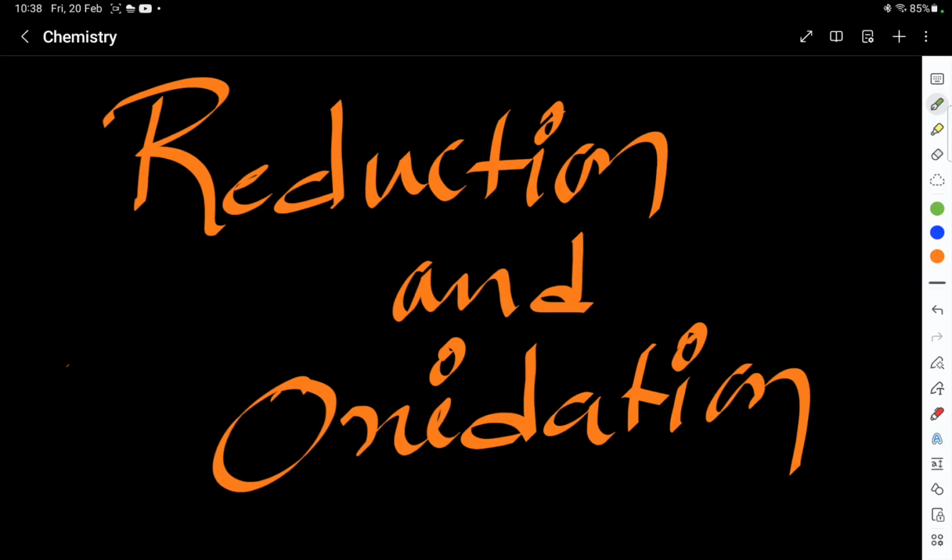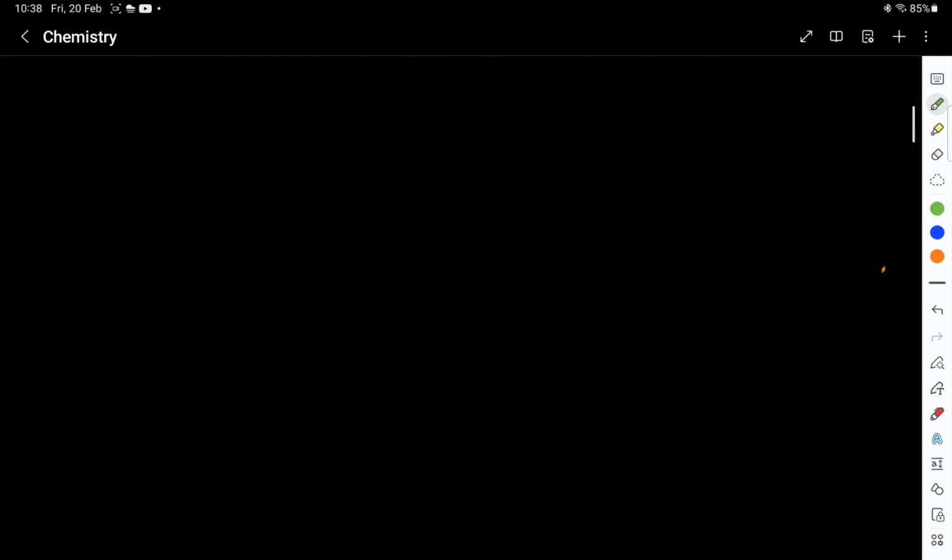Students, we'll see what is reduction and oxidation. There are multiple definitions which are followed by the students. We'll try to give the complete overview of reduction and oxidation. There are multiple types of definitions, as we already said. In that, what is reduction?